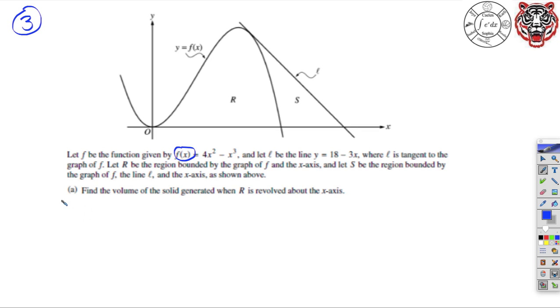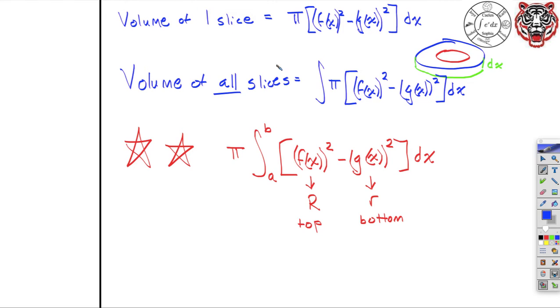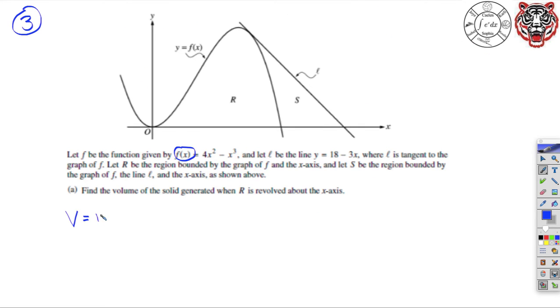So let's set this up. We know that our volume for R, it's not actually R, so it should be V, because R is the area. So V is going to be equal to, and then we're just using our formula back here. So it's going to be pi times this integral from A to B.